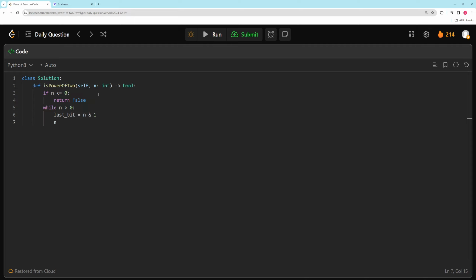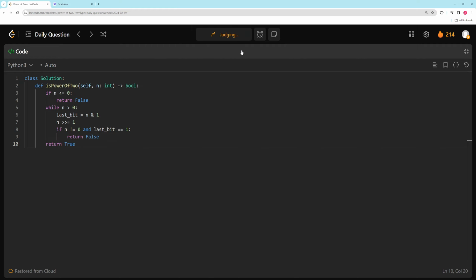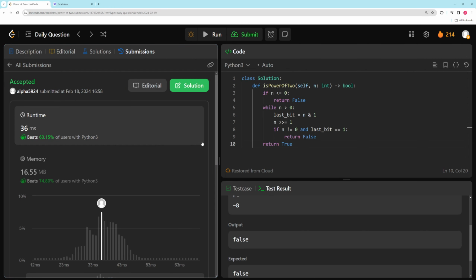Then we can shift it to the right. So this will just get rid of the rightmost bit. And then we can say if n is non-zero and last bit is on, that means this can't be a power of 2 because this has more than one bit. So we can say return false here. Otherwise, we can return true if we manage to go through our whole number and we only found one bit. So we can submit, and you can see this works.